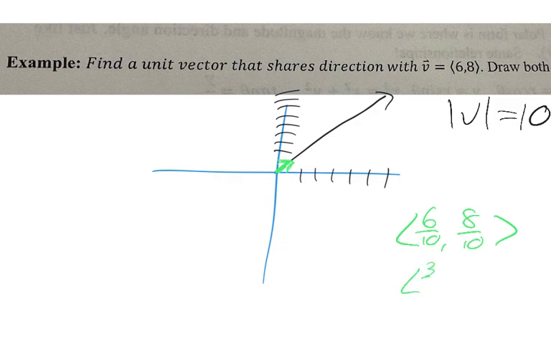Which would be 3/5 and 4/5, because this would be a 3/5, 4/5, 5/5 Pythagorean triple, which 5/5 is just 1. Oh, I need a magnitude of 1. Oh, okay. That's sweet.